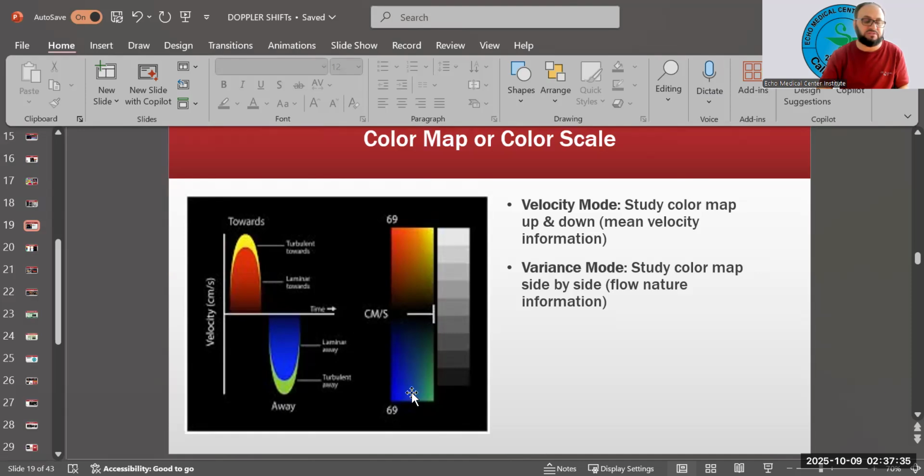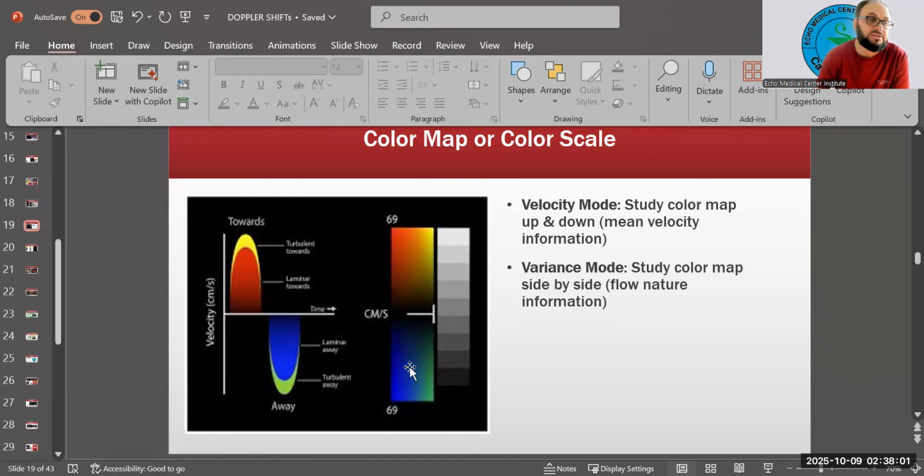If it's up or down, doesn't matter, negative shift or positive side, that will be a very high velocity away. Now, the other information is called variance mode information. This will also give us, you can see in this color bar, the more dense color you see on the left side, and light color you see on the side. Same thing for the negative shift.